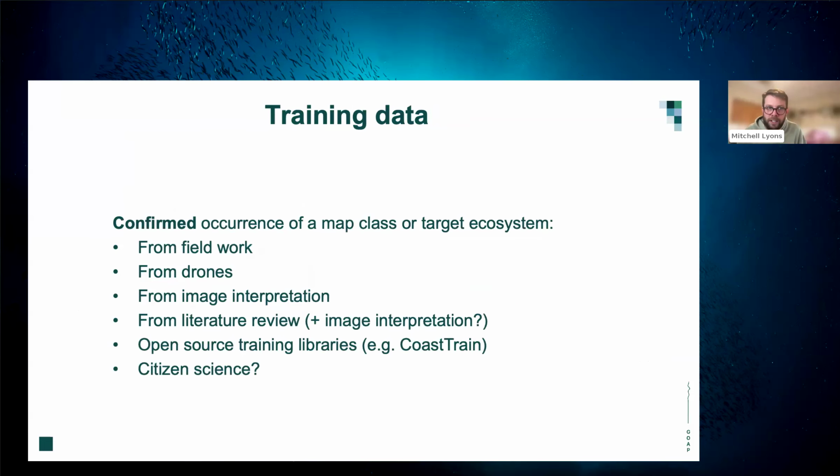So there's lots of different ways you can get training data. All it really is, is a confirmed occurrence of something that you're trying to map. So in this case, it would be a confirmed occurrence of seagrass at a specific location and time, and then more properties about it. So like how much seagrass was there, maybe what species, or even things like how much carbon was in the roots of the species at the time. So there's a bunch of different ways we can get it.